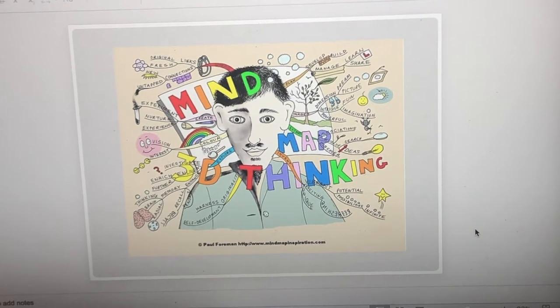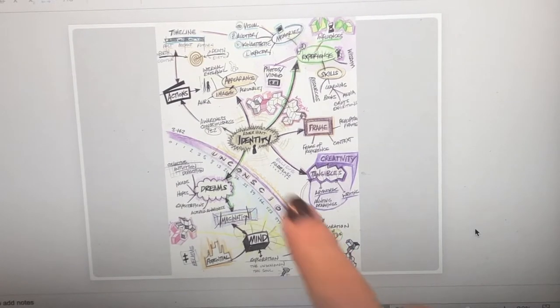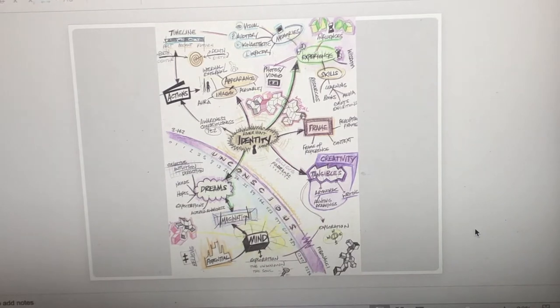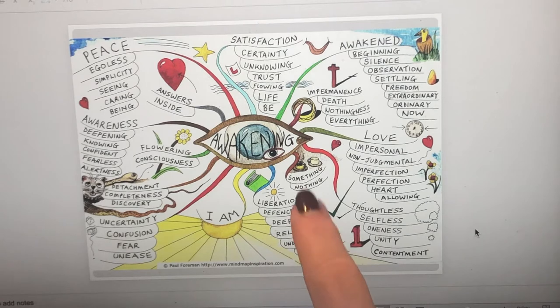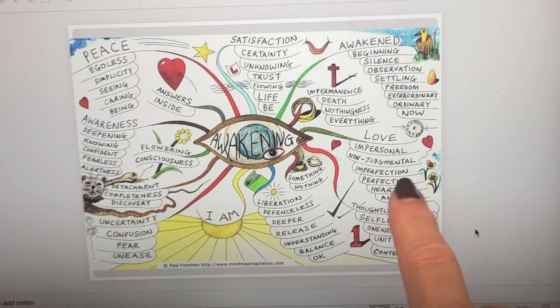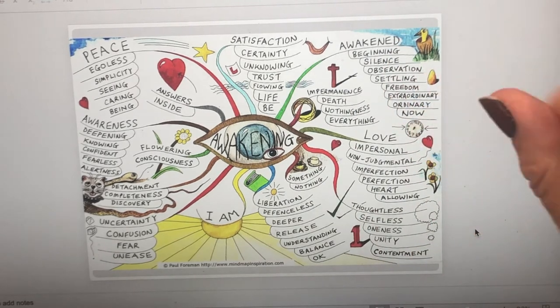And you can see that people have different styles. Some just use words and put in little pictures. There's a totally different style. So here's this one about identity. Everything from dreams to appearance, your background, your art, and awakening. Peace, uncertainty, confusion. Over here we have liberation, release, something from nothing, impersonal judgment. So there's all different types of awakening, silence, observation, freedom.